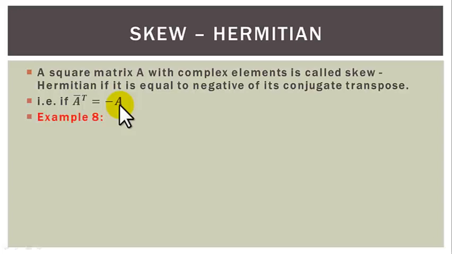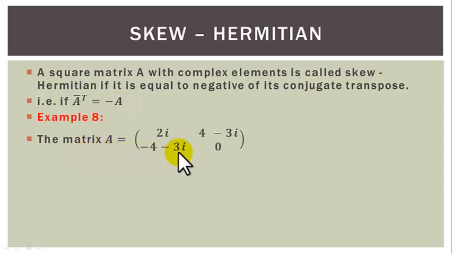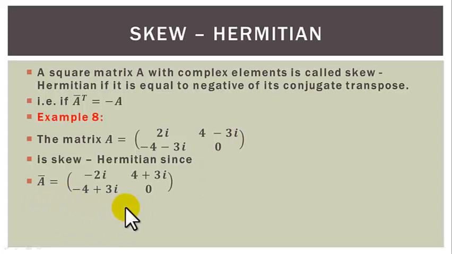Example 8. Let us consider this matrix A with complex elements, and let us take the conjugate of this A. A conjugate will be, this is the imaginary part, so we change the sign to minus 2i. The imaginary part here is minus 3i, we change the sign to plus 3i. The imaginary part here is minus 3i, we change the sign to minus 4 plus 3i, and then 0. Let us now transpose this.